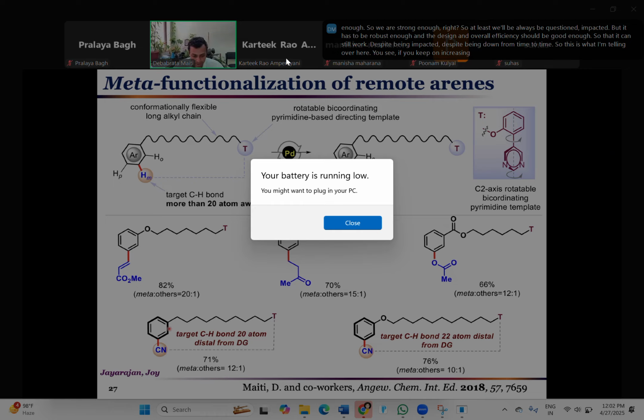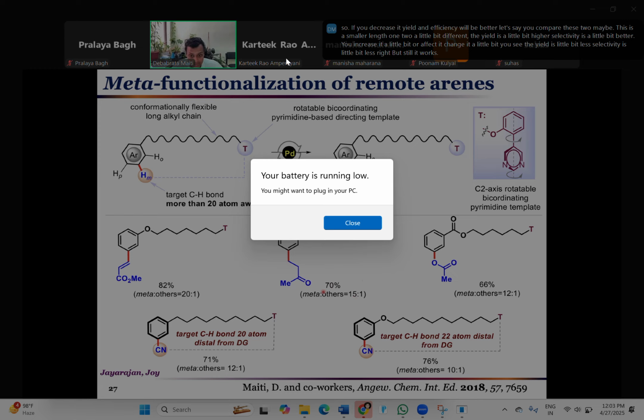You see, if you keep on increasing the length, for example, here I'm talking about 20 atoms or so, if you decrease it, yield and efficiency will be better. Let's say you compare these two, maybe. You see, this is a smaller length, 1, 2, or a little bit different. The yield is a little bit higher, selectivity is a little bit better. You increase it a little bit or change it a little bit, you see the yield is a little bit less, selectivity is a little bit less, right?